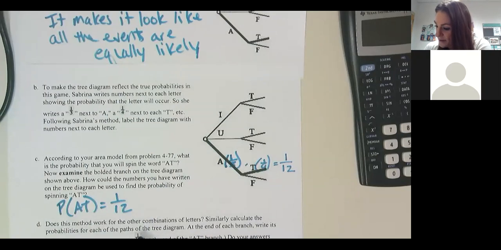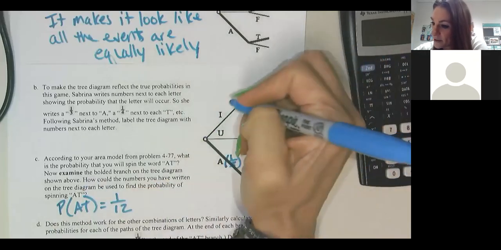Similarly, calculate the probability for each path in the tree diagram. At the end of each branch, write its probability. Do your answers match from what we did in the area model?